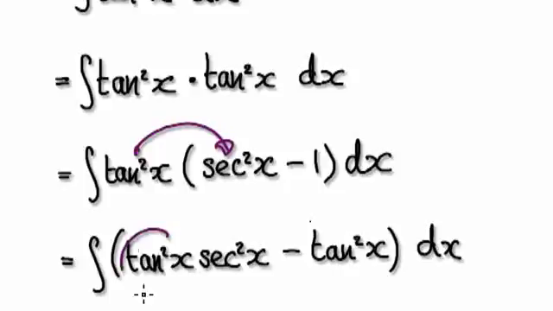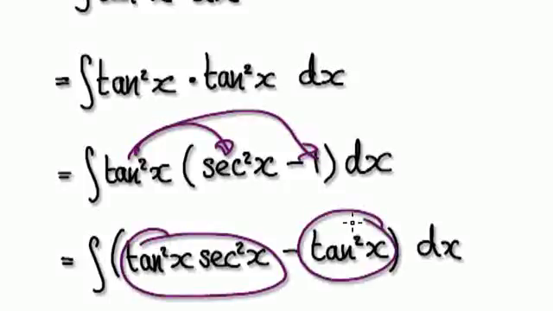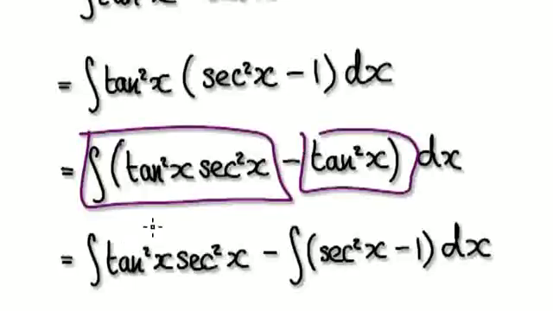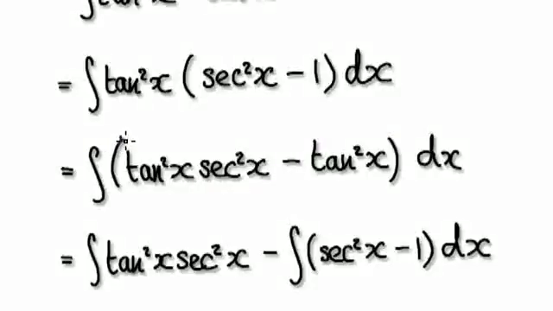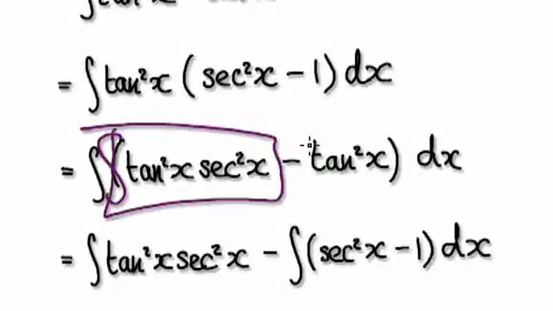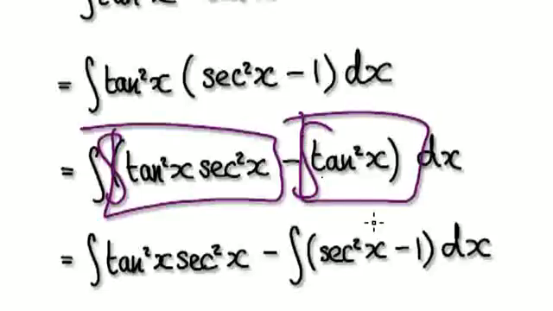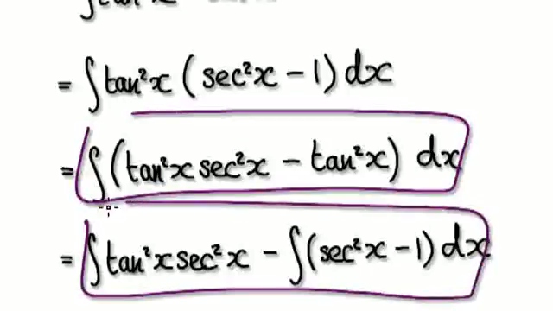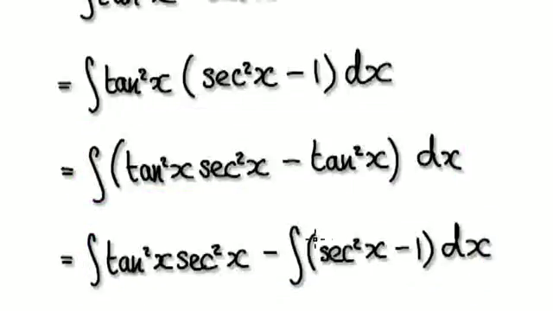So this times this will give you this. This times this will give you this. And then now break it up into two integrals. So you can integrate this as being one block, and then you can integrate this as being another block. But then we are substituting this tan squared as this. Okay, so from here it is possible to get to here.